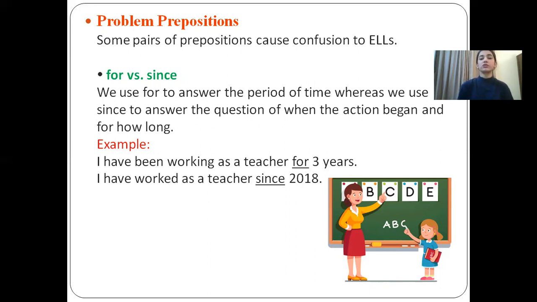Now, since is used here and it tells us for how long, but when the action began is also mentioned here. So remember that both for and since tell us how long, but when we use since, when the action began is always mentioned. But with for, when the action began is not mentioned.